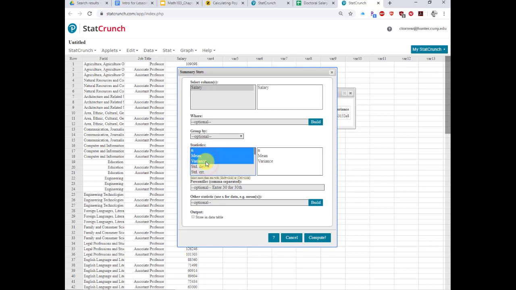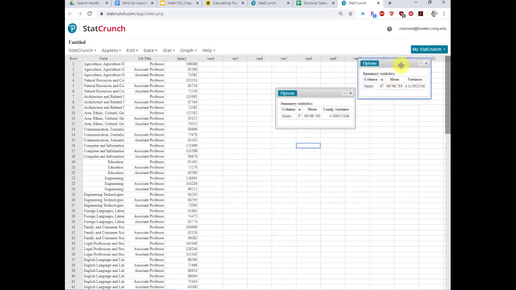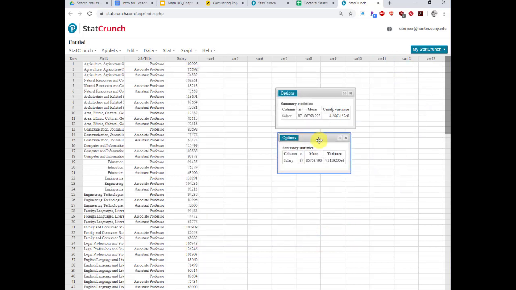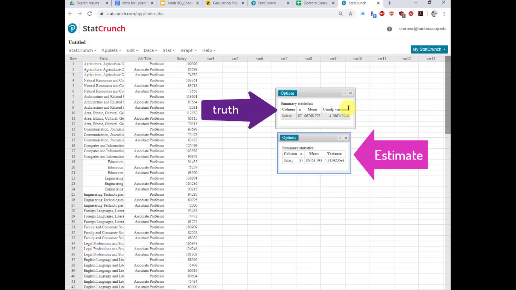This variance is sample variance. So that's what we're using for sample variance, and go ahead and click Compute. Notice there is a little bit of the difference between the unadjusted variance, which is the true variance, and the sample variance. There's a little bit of a difference here, very slight difference. The truth is this one. This is the truth because it's using this as the population.